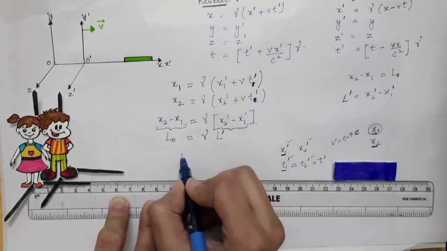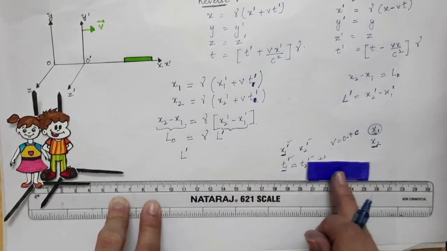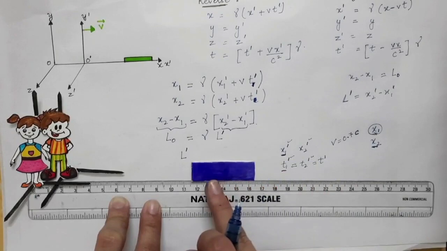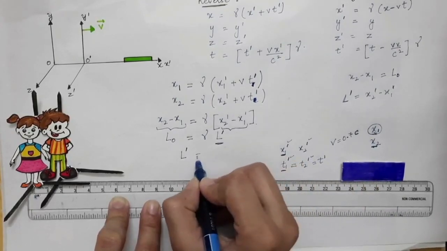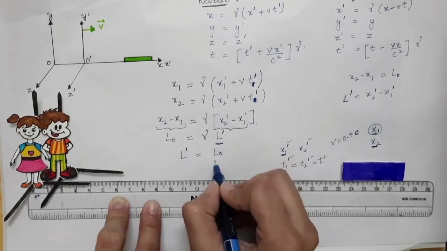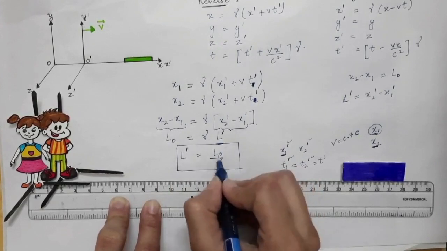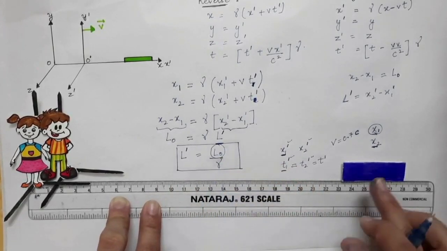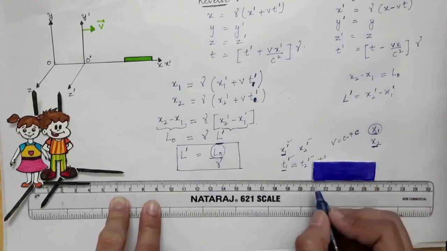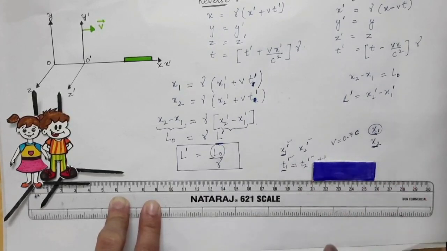So from here, the length of the object in a moving frame, when you measure the length of this moving object, that is L prime, it will be equal to L0 divided by gamma. L0 is the length of the object when it is at rest. When this object is at rest, you measure this coordinate and this coordinate, subtract these two coordinates, and you get the length of the object, and that is called the proper length.